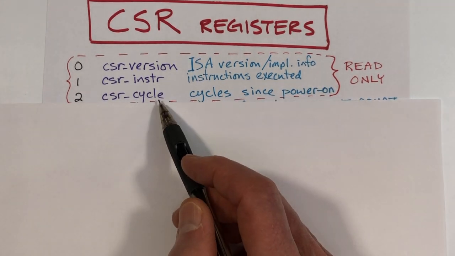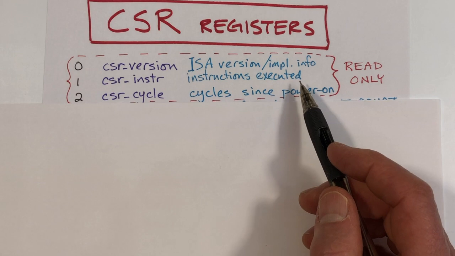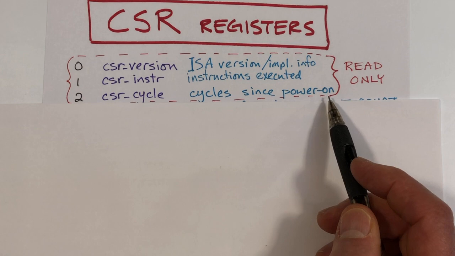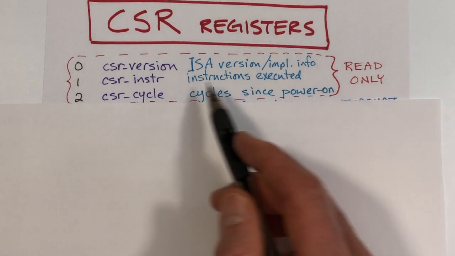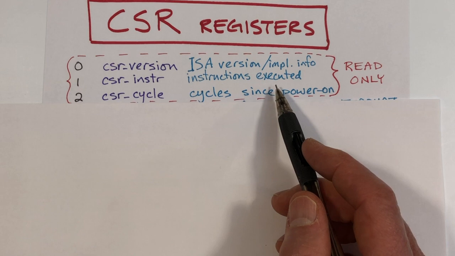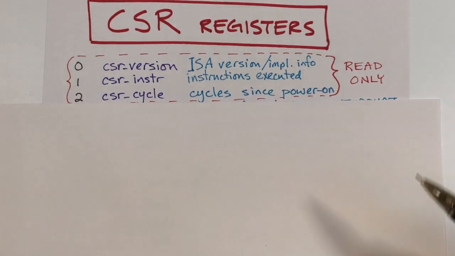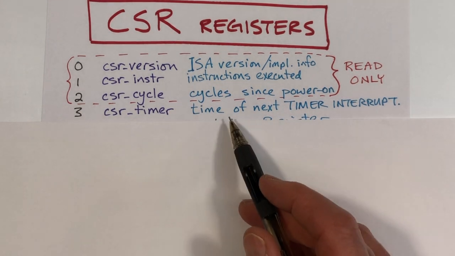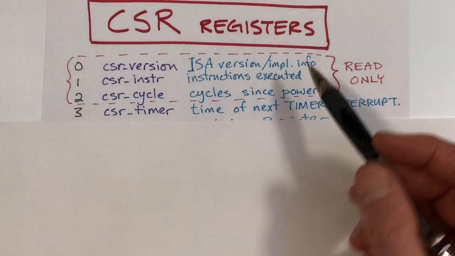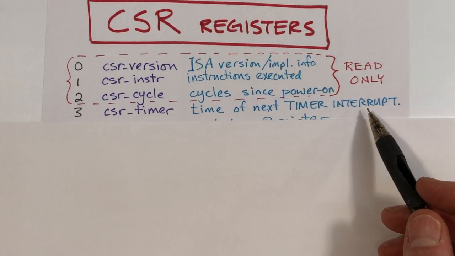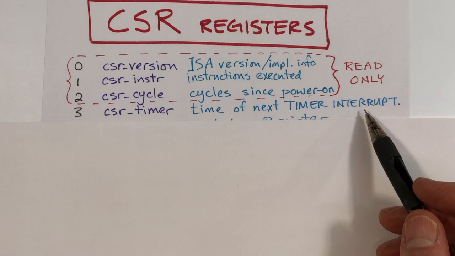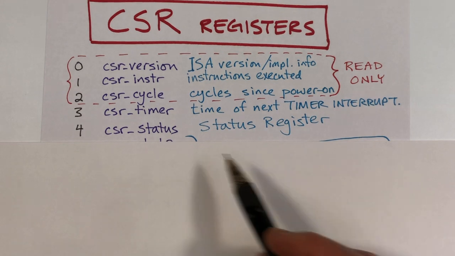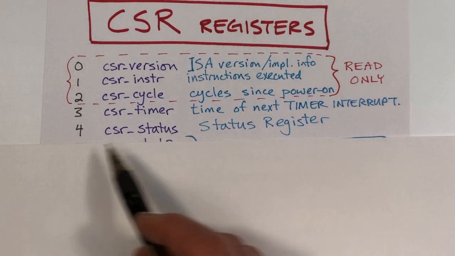The instruction and cycle registers change during execution. The cycle register counts the number of clock cycles since the system was last restarted, and the instruction counter counts the number of instructions that have been executed since restart. Then we have the timer register. This is the time in terms of instructions executed of the next timer interrupt. So when there shall be a timer interrupt signaled, and that can be set by the operating system. Then we have the all-important status register, number 4.